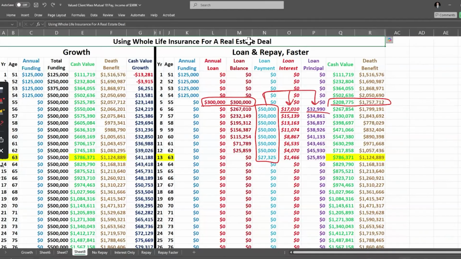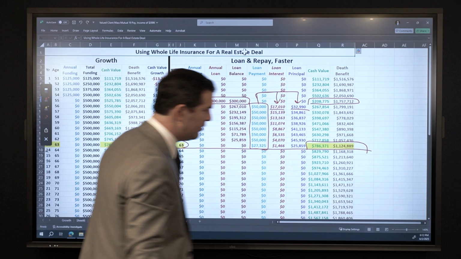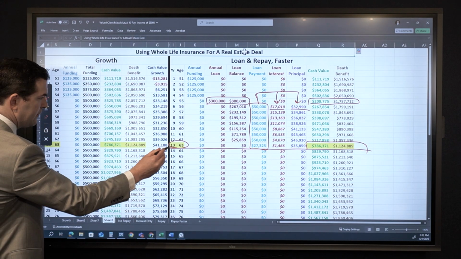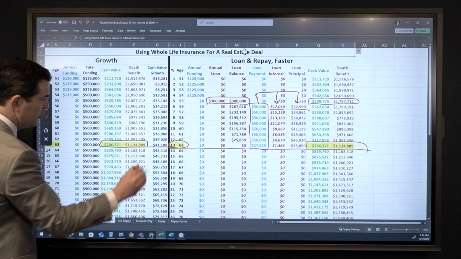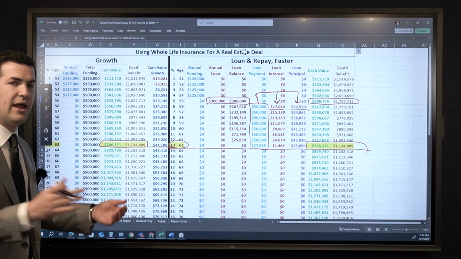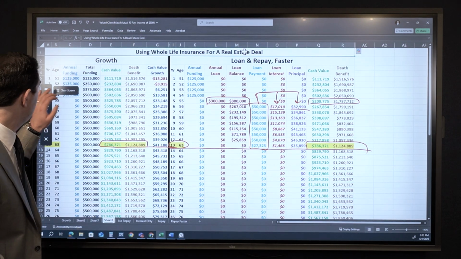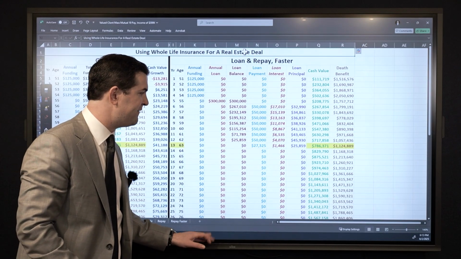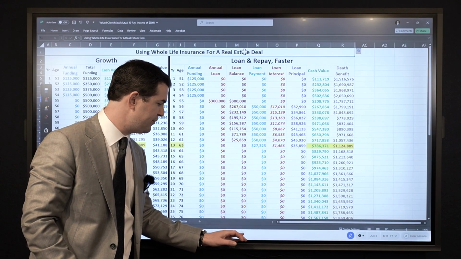is going toward principal. And then when it's paid back, year 13 in this example, there's your cash value and death benefit. You compare that with the example on the far left, everything is 100% restored to exactly what it would have been as if I never touched it in the first place.